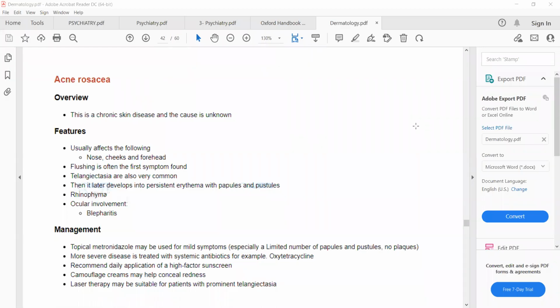So our next topic is Acne Rosacea. Acne Rosacea, as its name indicates, is an acne which is red. The first presentation of Acne Rosacea is usually flushing of the face, and later it develops into persistent erythema with papules and pustules. So erythema with papules and pustules, your diagnosis will be Acne Rosacea.